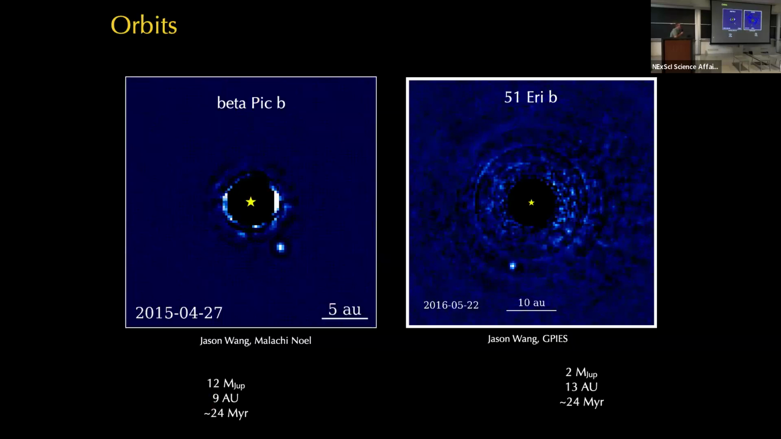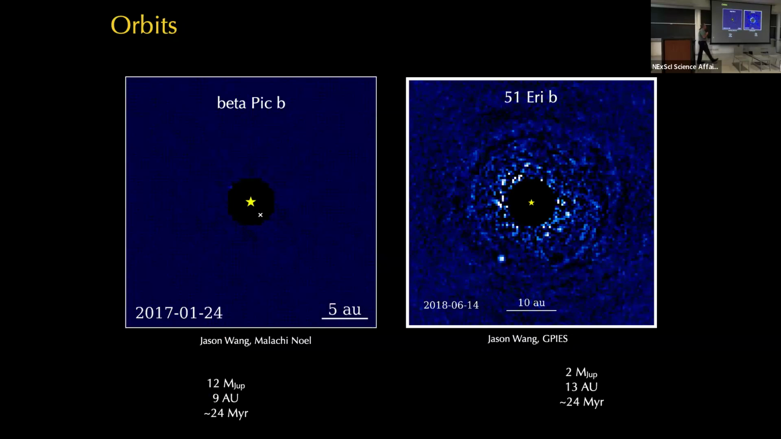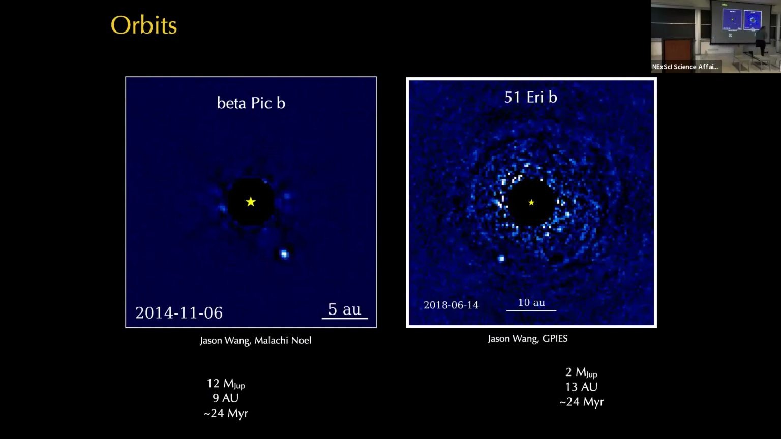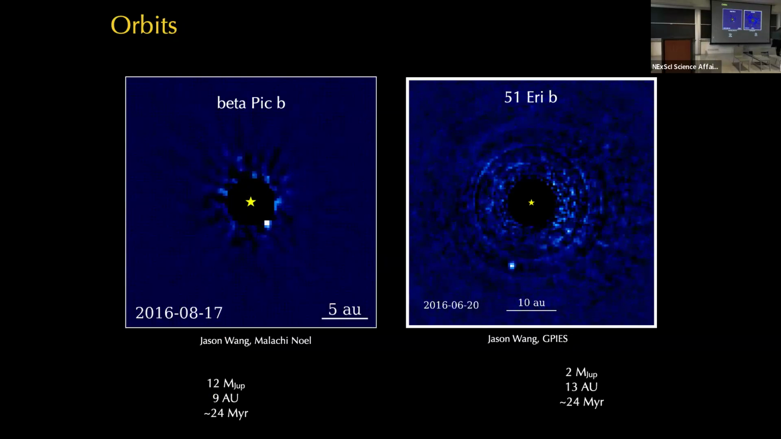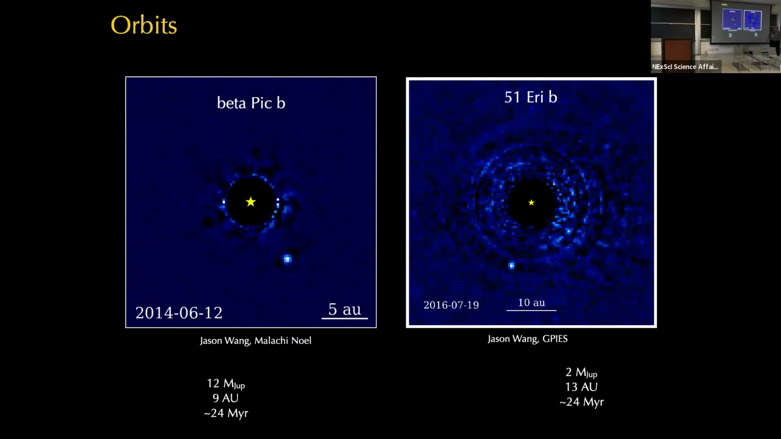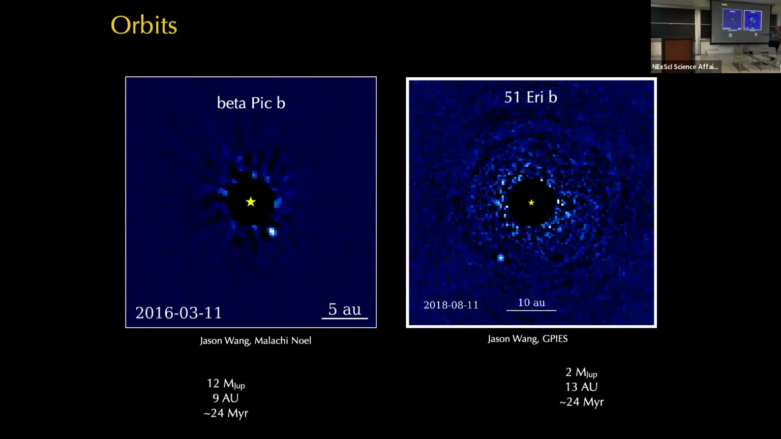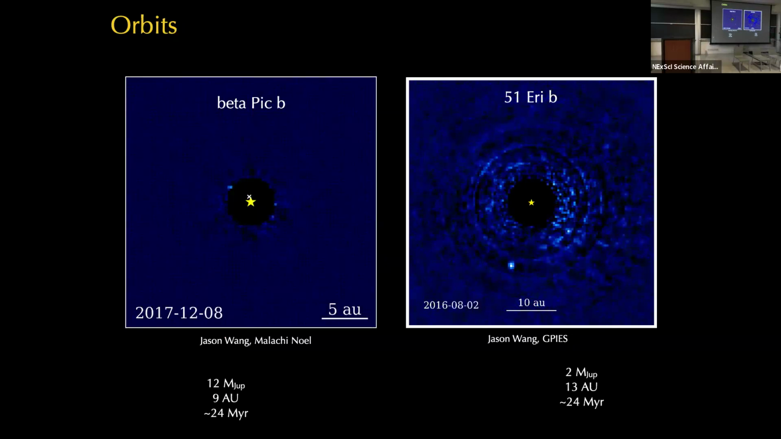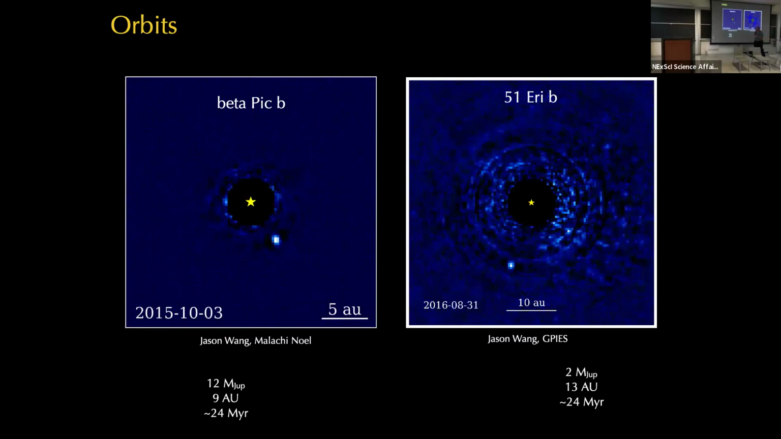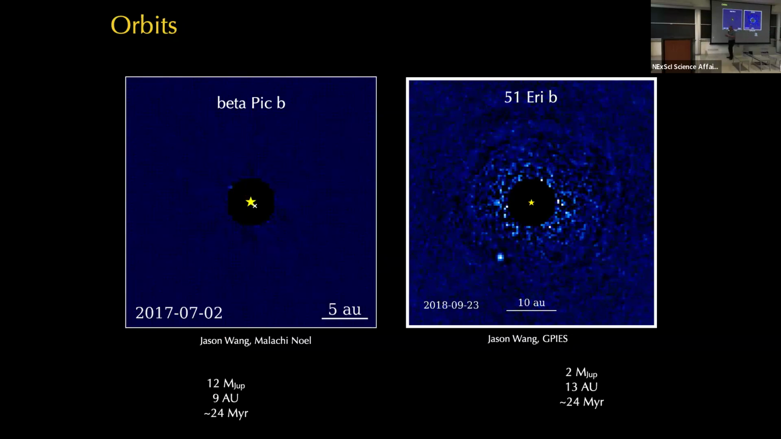You can do orbits. Another excuse to show more orbit movies here. So, if you're patient and you keep observing a planet, you'll see it move over the course of several years over its orbit. These are 2 planets in the same moving group. They're both 24 million years old, both 10-ish AU away from their star, but very different masses: 2 Jupiter masses for 51 Eridani b, 12 Jupiter masses for Beta Pic b.